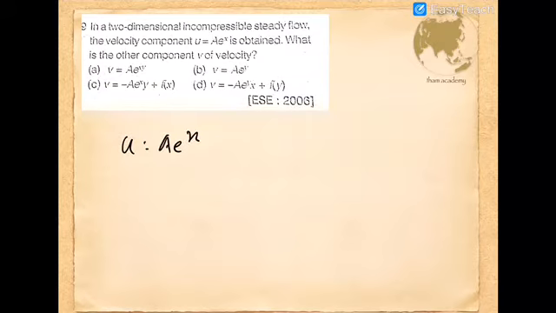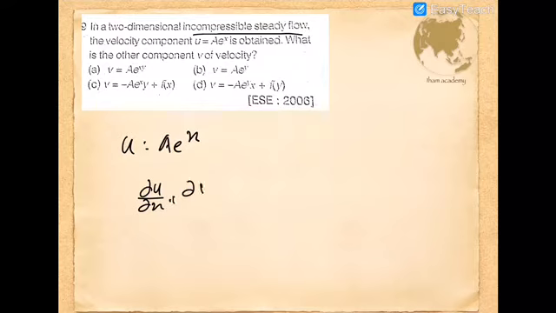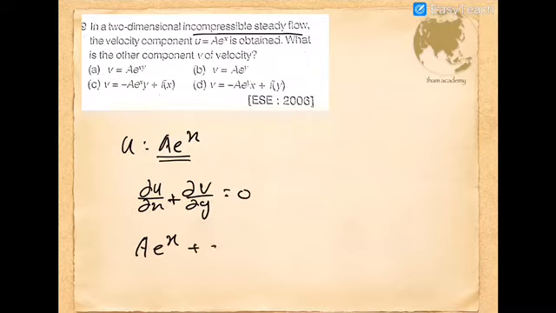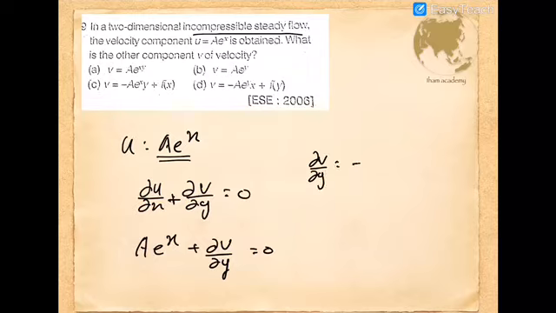So since it's a two-dimensional incompressible steady flow, it will satisfy the simple continuity equation, that is ∂u/∂x plus ∂v/∂y is equal to 0. So we have the expression, then substitute here. We'll get ∂u/∂x as a e raised to x itself plus ∂v/∂y equal to 0. From here we can say ∂v/∂y is equal to minus a e raised to x.